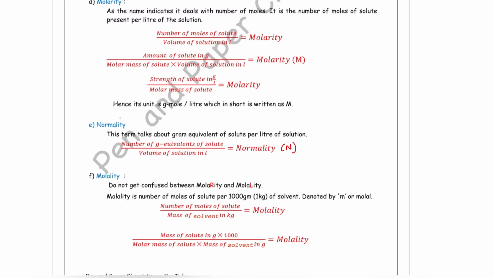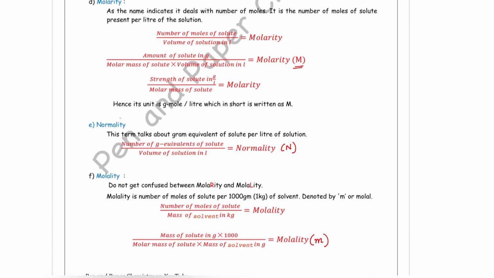Now the question arises, what will be the unit of each one of them, molarity and molality? Although I have written it very clearly, molarity, R-I-T-Y, is denoted by capital M, whereas molality is denoted by small m. But what does capital M or small m mean over here?